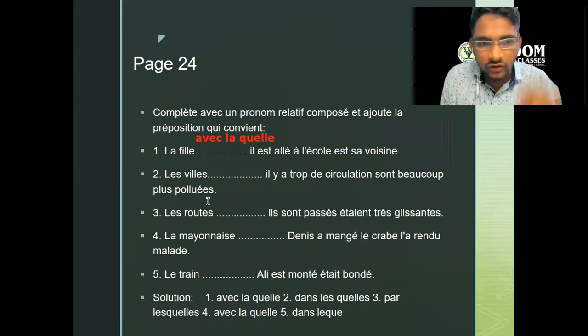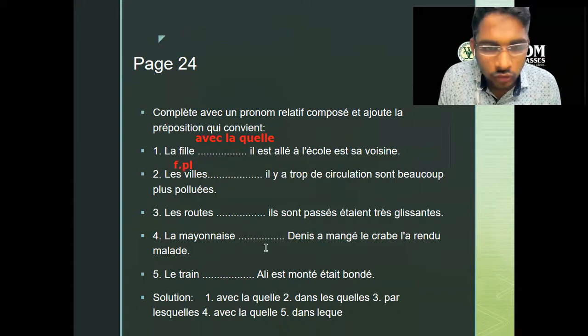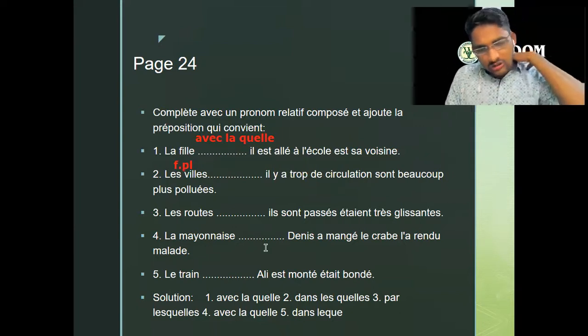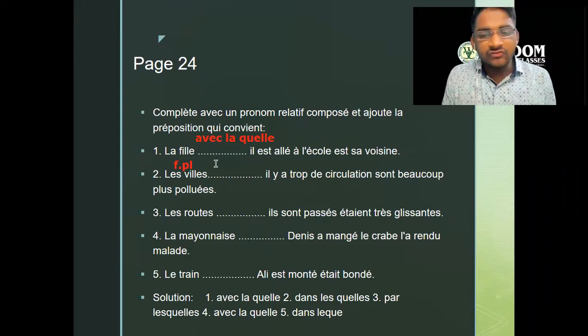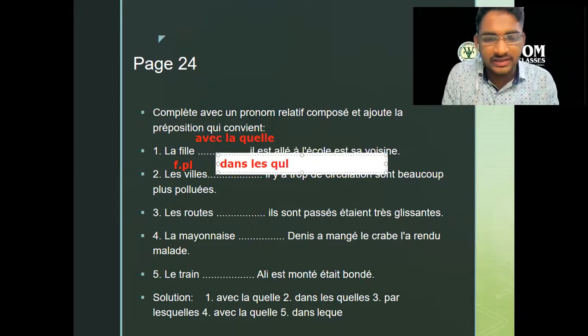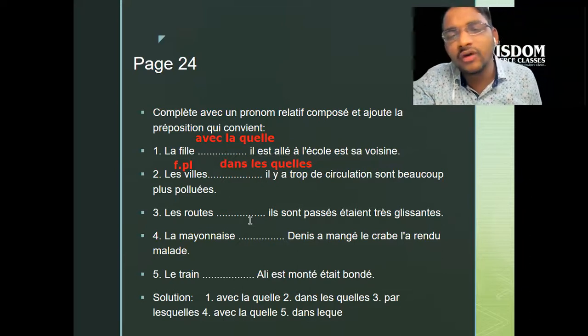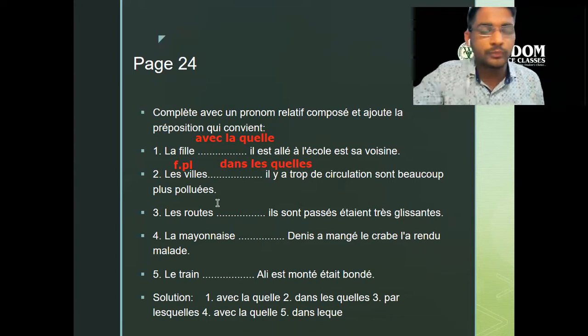Second one, les villes. Look, students, les villes is feminine plural. So dash, there's a lot of traffic, are a lot more polluted. The cities in which. So in will come, students, dans will come, and the rest we will make lesquelles. Feminine plural. So the cities in which there's a lot of traffic are a lot more polluted.